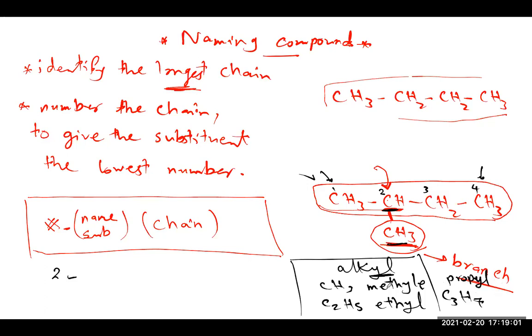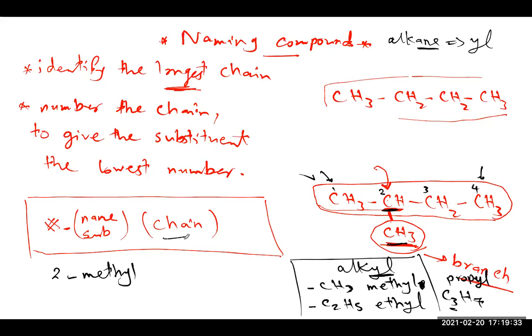Again, the substituent could be any one of these. First, it could be CH3, and CH3 comes from methane, so we write the alkane and replace the ANE by YL. So it will be methyl, and C2H5 comes from two carbons, so it will be ethyl, and C3 is 3 carbons, so it will be propyl. So the name of the substituent will be methyl.